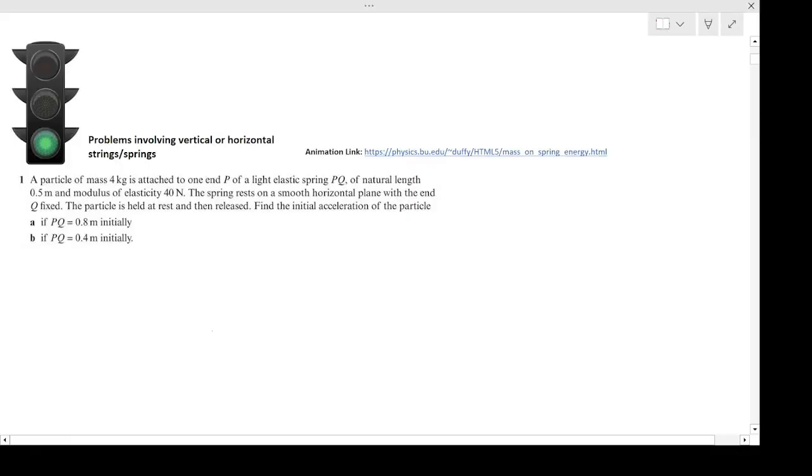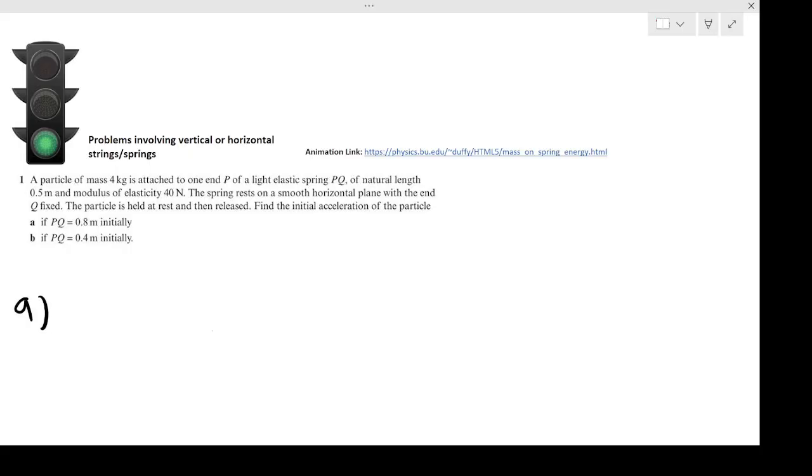So we've got this question here. We have a particle of mass 4 attached to one end of a light elastic string PQ. The natural length is 0.5. The modulus of elasticity is 40. The spring rests on a smooth horizontal plane with the end Q fixed. The particle is held at rest and released. Find the initial acceleration. Firstly, PQ is 0.8 meters.